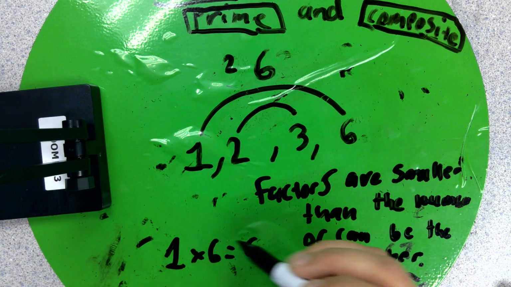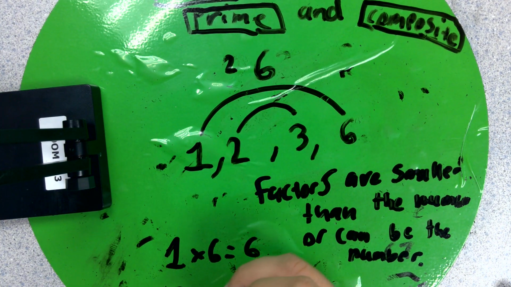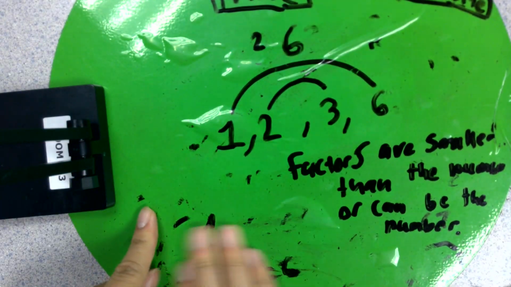We look, 6 and 1 are factors because 6 is itself, 1 is less than 6. 2 and 3 are factors, less than 6, because you need the two lower numbers to multiply to get the product of 6.